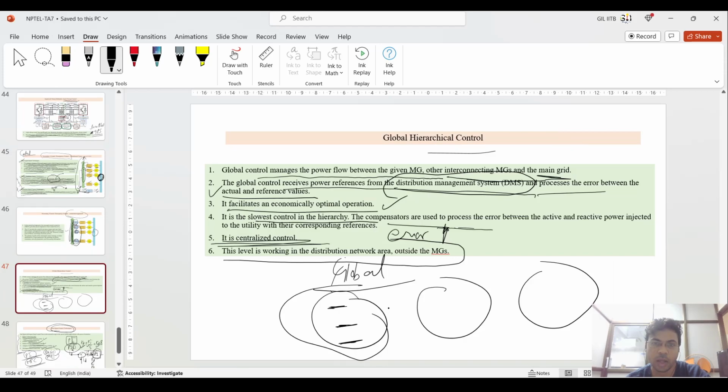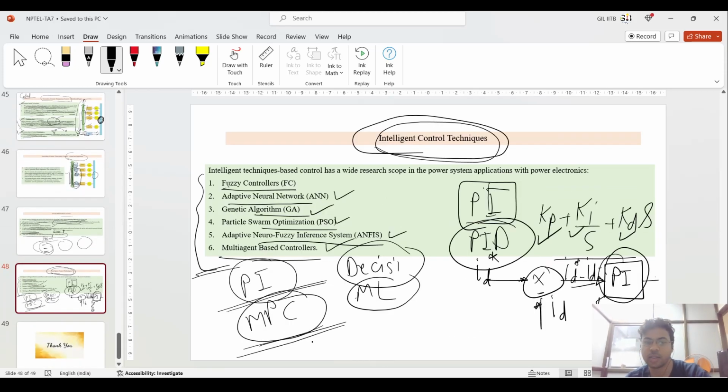Emergency control and distribution type, we also study the global higher care control, and this intelligent control technique. Okay, so that's all for today's lecture, and I hope that I have cleared some of the doubts from your side.